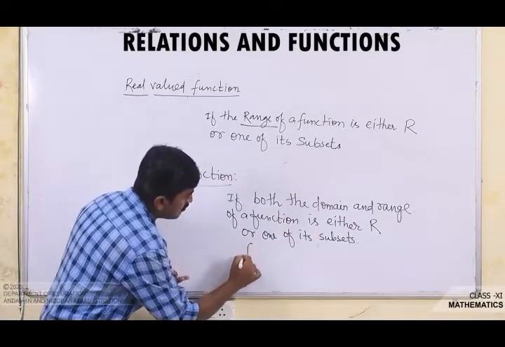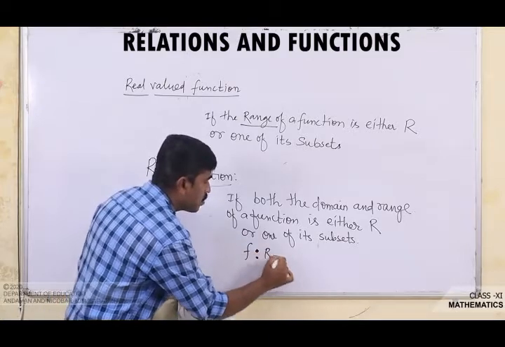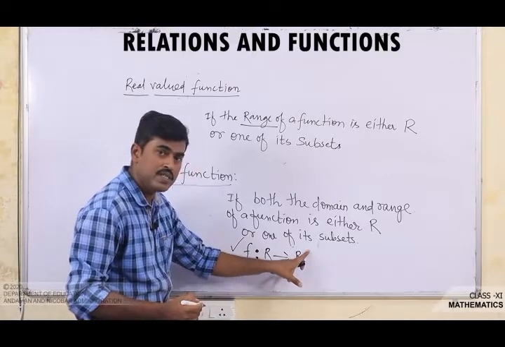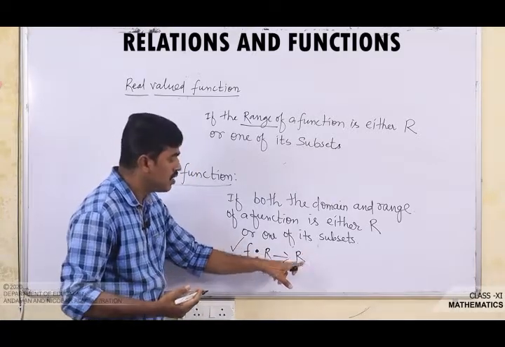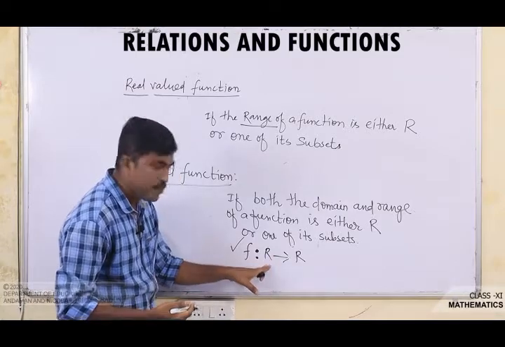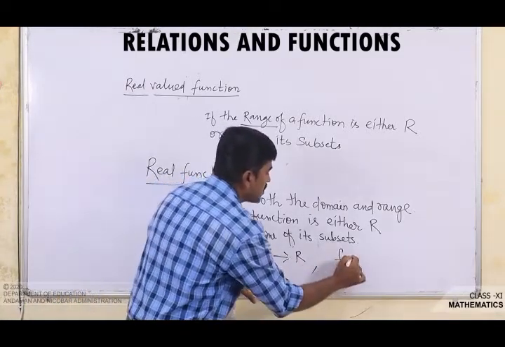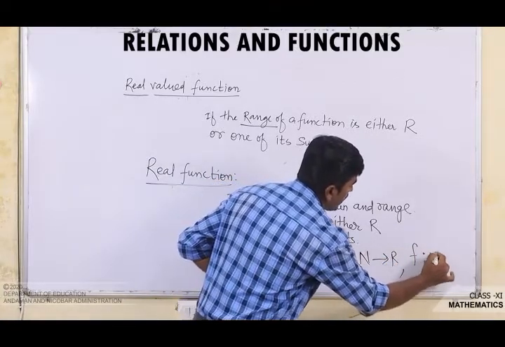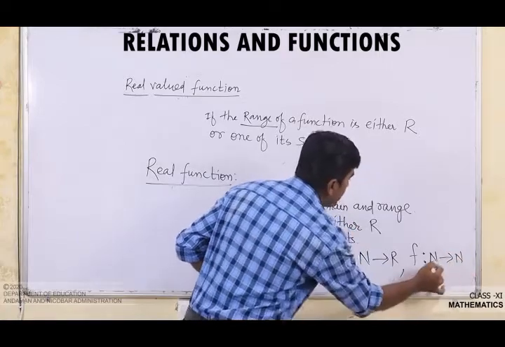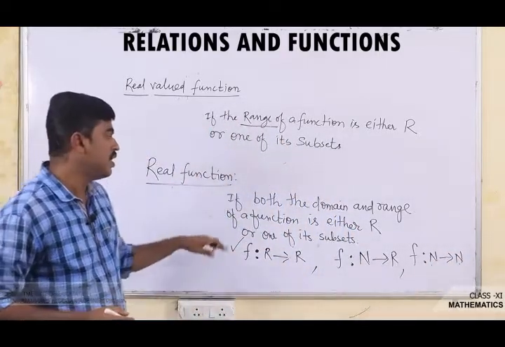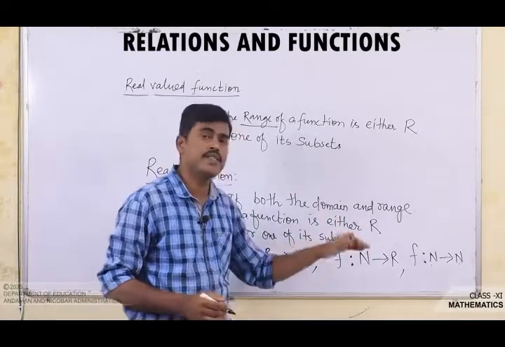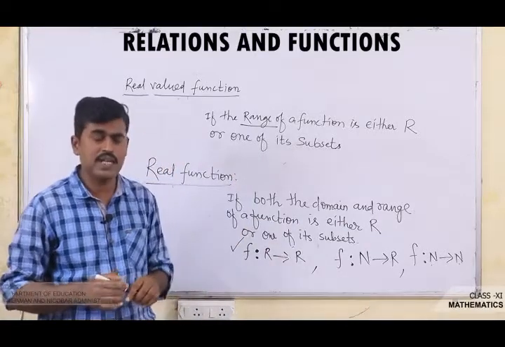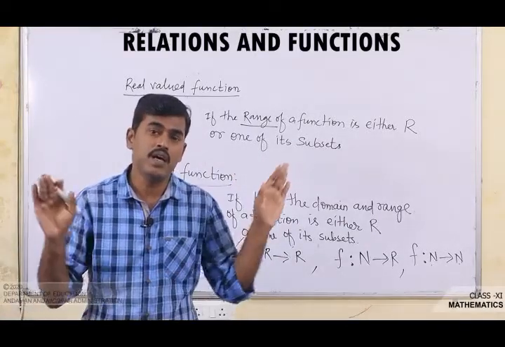Let us take some examples. A function f from R to R is also a real function, because the codomain is the set of real numbers, so the range is a subset of or the same as the set of real numbers, and the domain is also the set of real numbers. A function f from N to R is also a real function. A function f from N to N is also a real function because the domain and range are either the set of real numbers or one of its subsets. So these functions are real functions. In this lesson we are going to deal with only real functions.